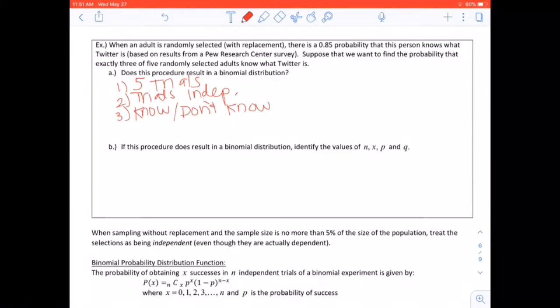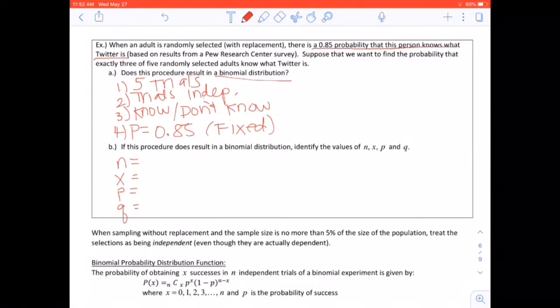The next thing is that the probability of success is fixed. And this time we do have a number. It says there is an 85% or a 0.85 probability that they're going to know what Twitter is. So the probability is equal to 0.85, and this is fixed. It's the same for everybody. So therefore, we can say that it is a binomial distribution. Part B says, if this procedure does result in a binomial distribution, identify what the values of n, x, p, and q are. So since it is, we are going to identify n, x, p, and q.